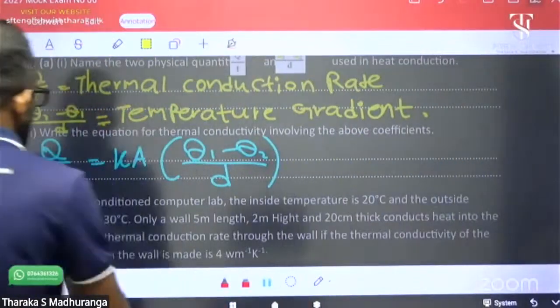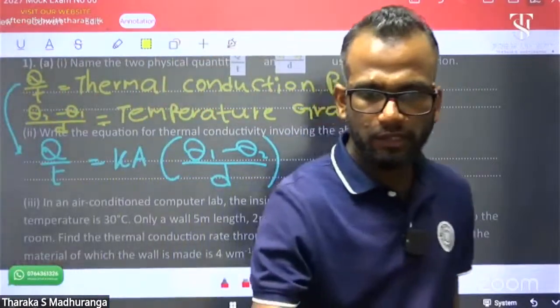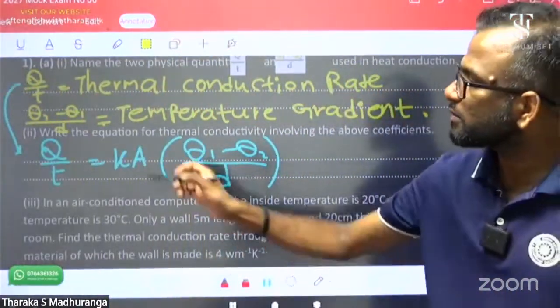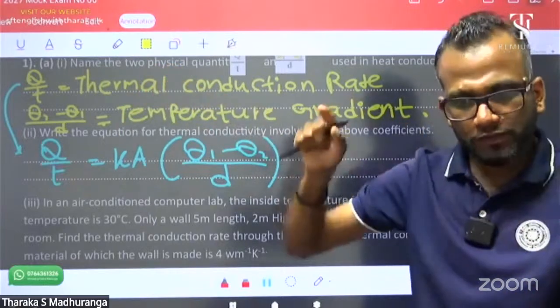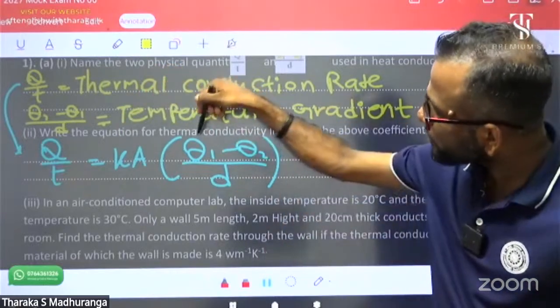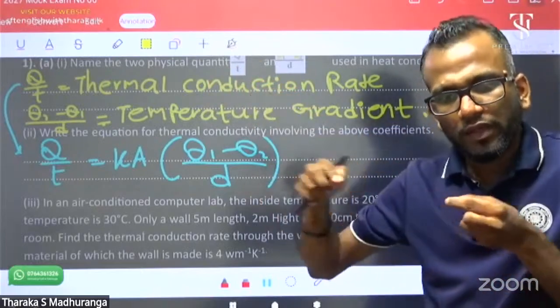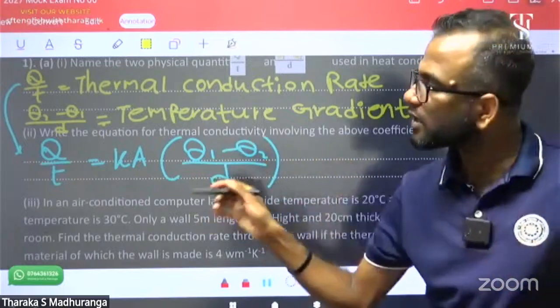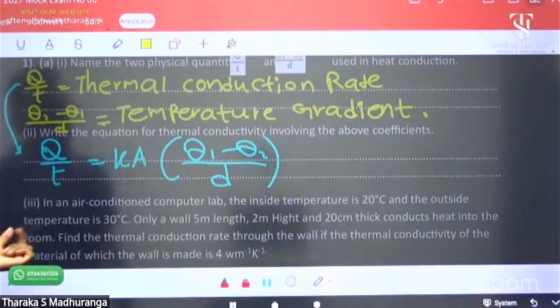Okay, what's the name of Q over T? The thermal conduction rate. Thermal conduction rate is Q over T. K means thermal conductivity, A means the cross section area, theta 1 minus theta 2 is the temperature difference, and the distance or the length is D. Right?